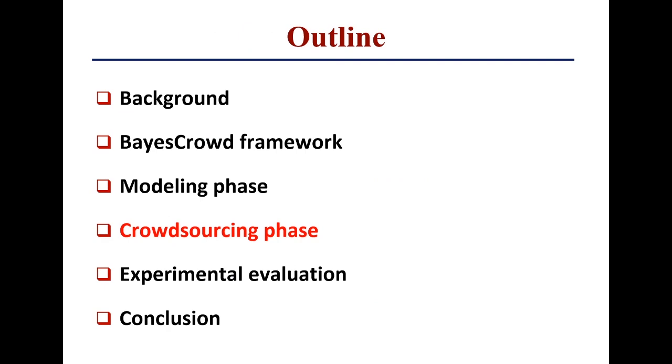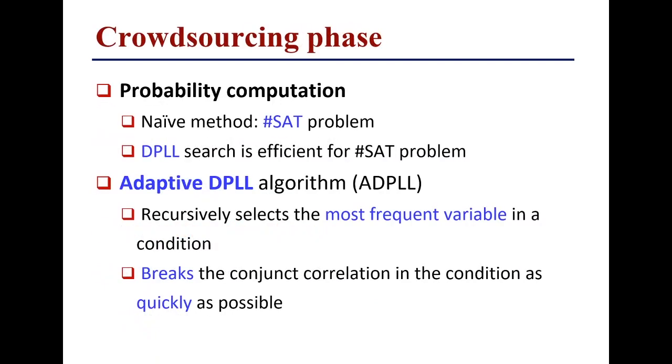I will introduce how the crowdsourcing phase works in this section. In the crowdsourcing phase, there are two main steps, including probability computation and crowd task selection. In the first place, we need to compute the probability of the condition of an object.